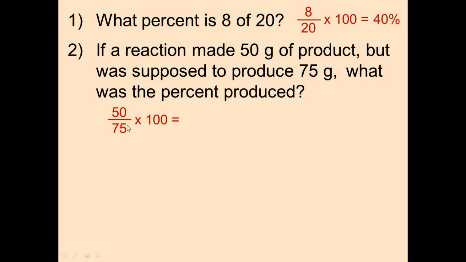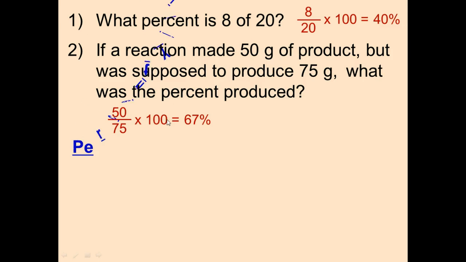Alright, and then we can just enter that in the calculator. So 50 divided by 75 times 100 is 66.666%, or you can just round it to 67%. So just think about fractions and math. So pretty much when you're doing percents, divide the partial amount by the total.